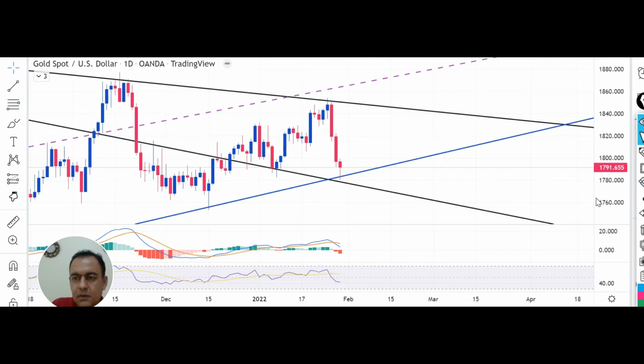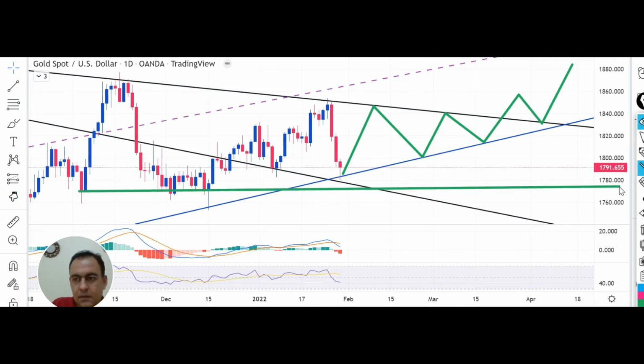Okay, and if you see what I mentioned in my text version, it may happen that gold forms a support at the current level, which is around 1780, and it may keep on moving above this rising trend line and finally breaks through the falling trend line resistance. Scenario number one.